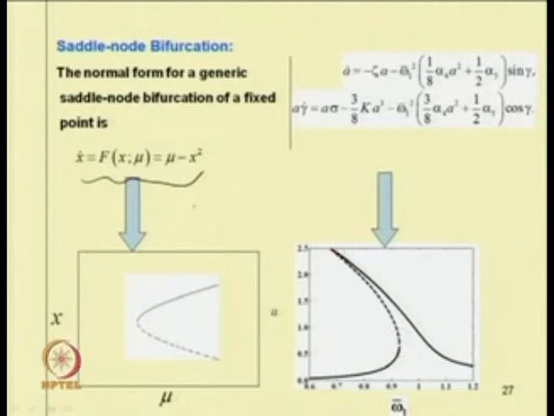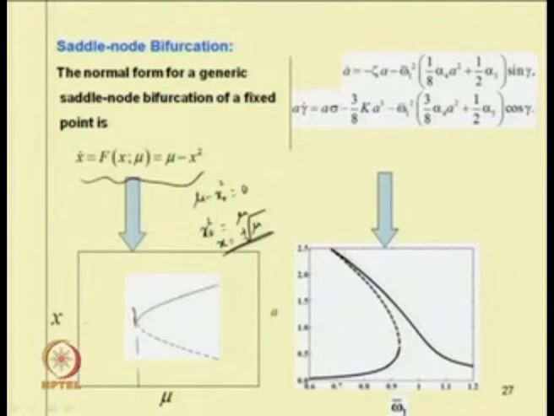So, if mu minus x square equal to 0, or mu minus x0 square equal to 0, I can have x0 square equal to mu, or x equal to plus minus root mu. So the steady state solution becomes x equal to plus minus root mu. By changing this control parameter mu, for example, if I take mu negative, this will yield imaginary roots, which is not possible.